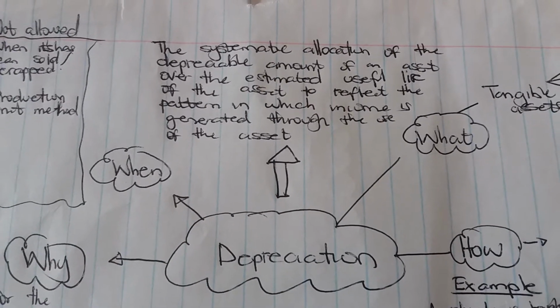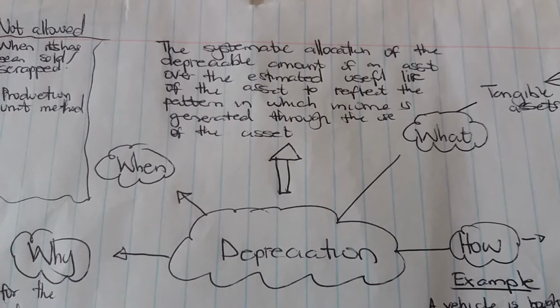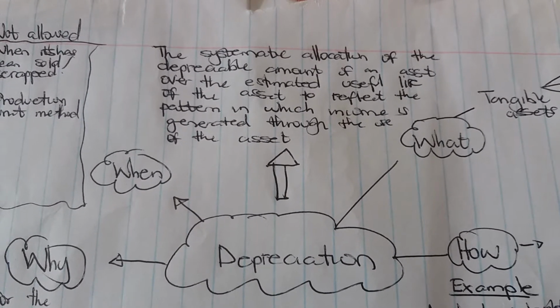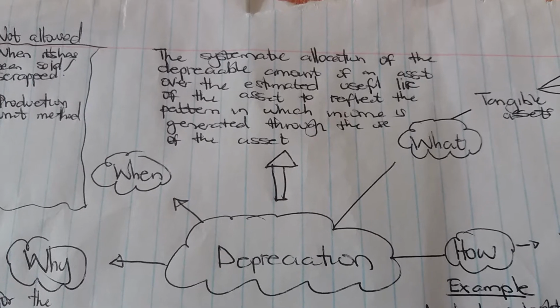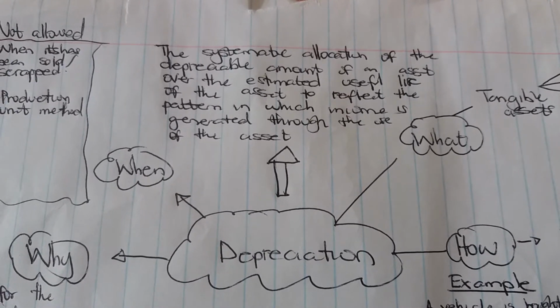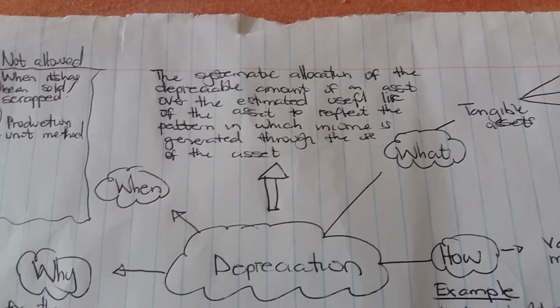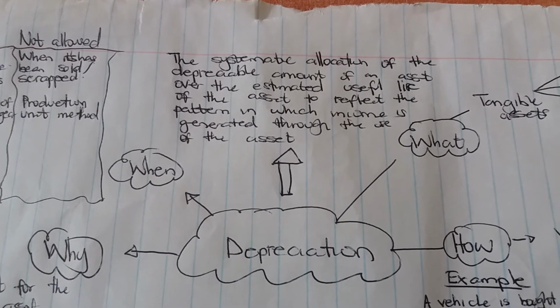Depreciation is a systematic allocation of the depreciable amount of an asset over the estimated useful life of the asset to reflect the pattern in which income is generated through the use of an asset. I've mentioned a lot of new terms or terms that you're not familiar with, so I'll break them down for you.